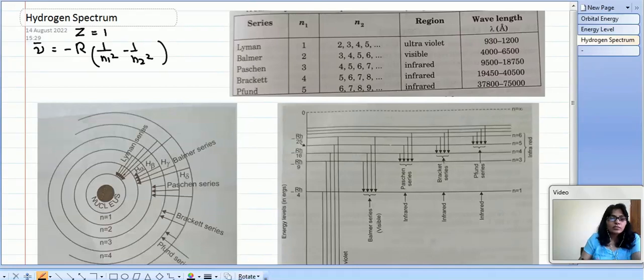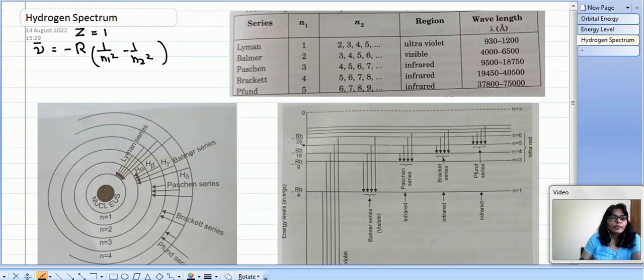So Lyman series means the fixed term or the lower term is n is equal to 1, and the higher terms may be 2 to 1, then 3 to 1, 4 to 1, 5 to 1 and 6 to 1. These spectrums are termed as Lyman series.